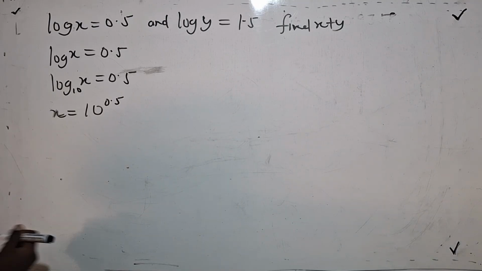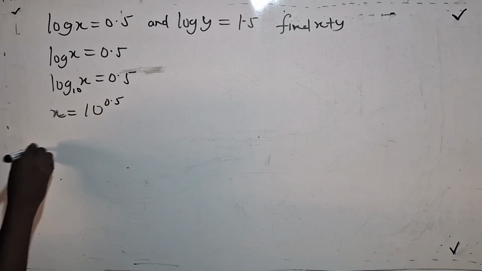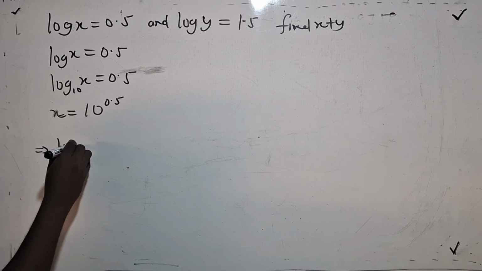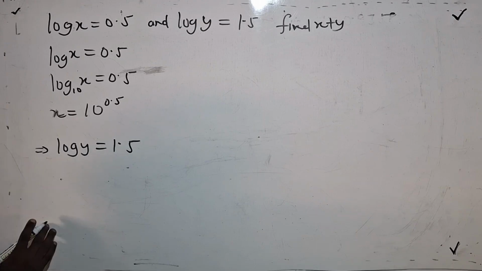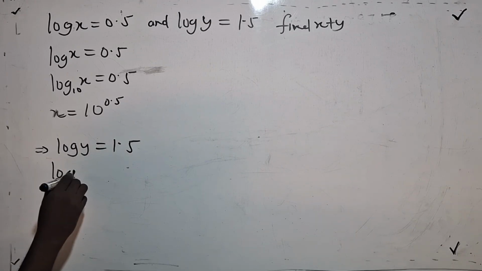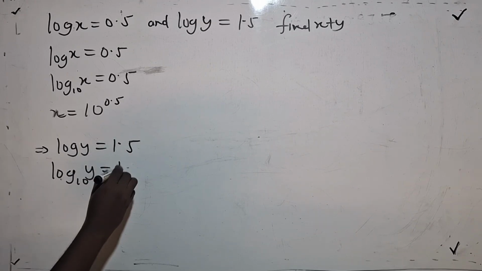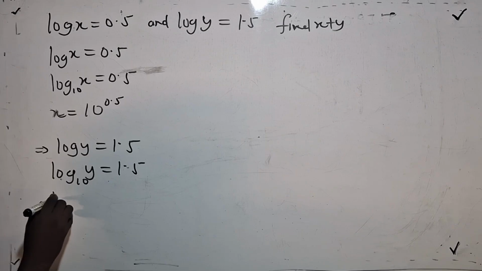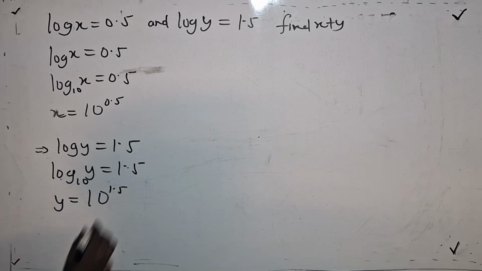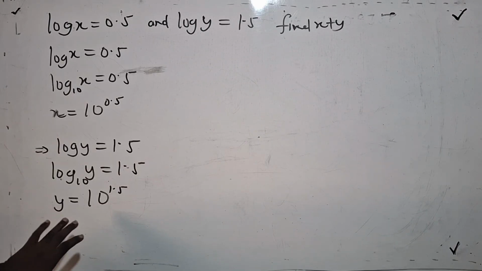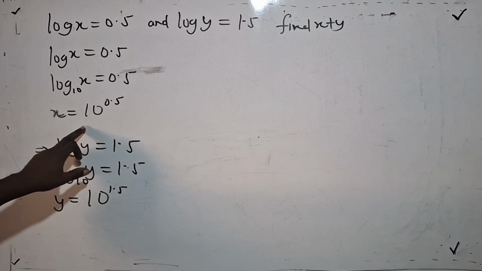Now, the same as the log y. Our log y is 1.5. So, log to the base 10 of y is equal to 1.5. So now we are going to have y is equal to 10 raised to the power 1.5. Now we've gotten our y. We've gotten our x.